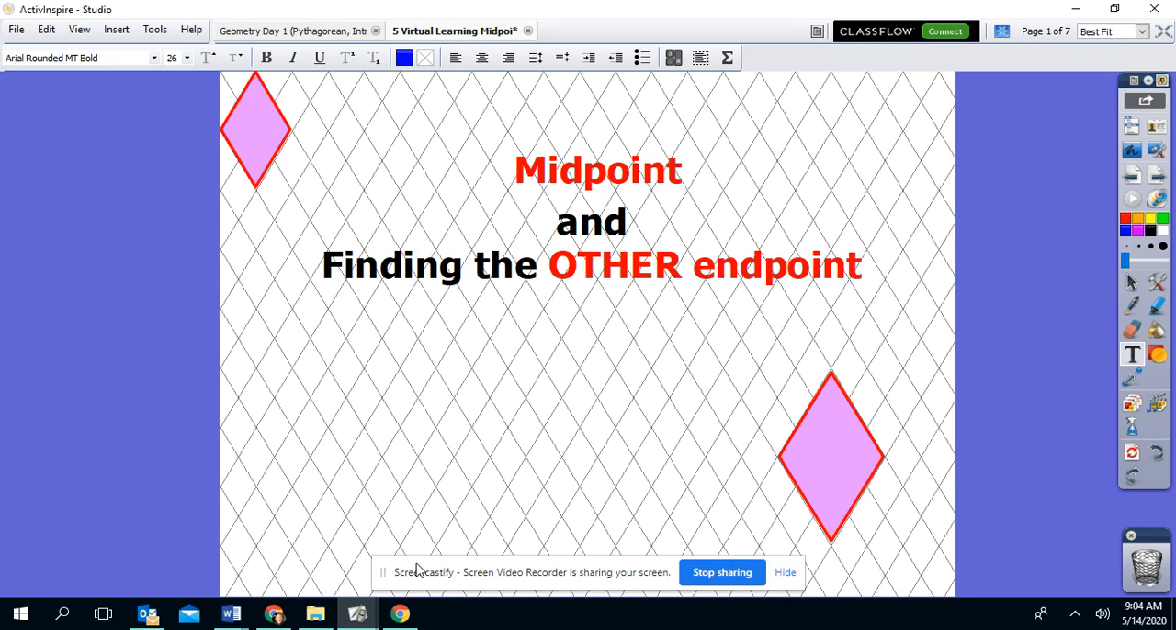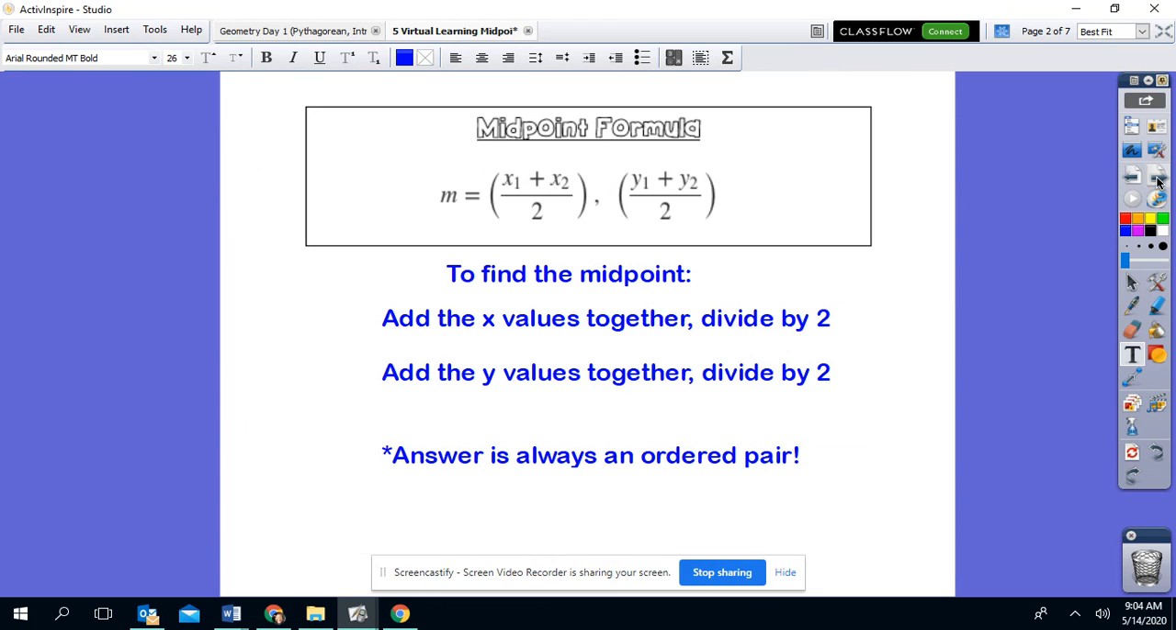Hey everybody, this week we are finding the midpoint and the other endpoint. So we have a formula that we are going to use to find the midpoint between 2 points. Think about you've got 2 points that are plotted on a graph. They have an x and y value.